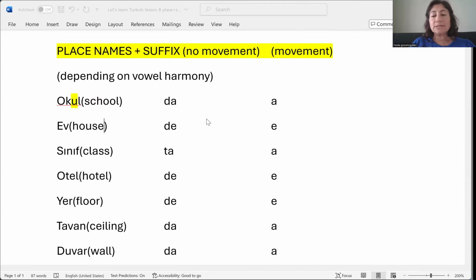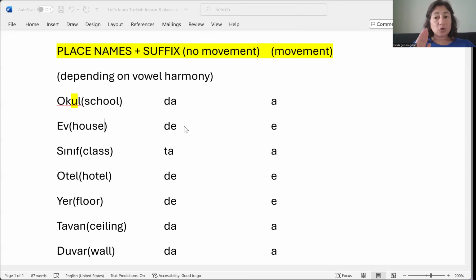But if you talk about someone moving to somewhere, for example, if you talk about your daughter who is at school, school is okul. So you say, my daughter, kızım, at school, okulda. Because da and de are two suffixes only used when you talk about stability. But if you talk about your daughter who is going to school right now, you say, my daughter, kızım, is going to school. Okula gidiyor.